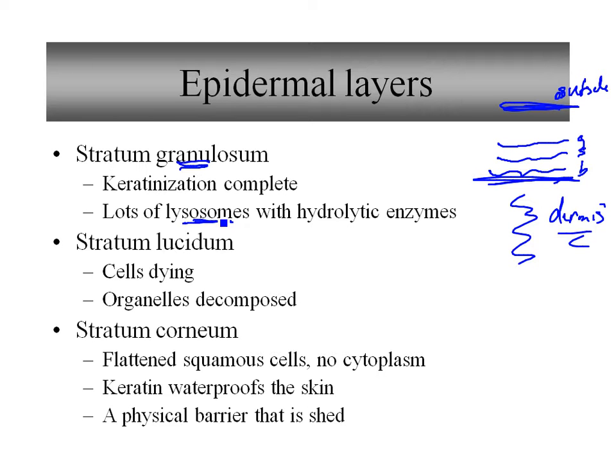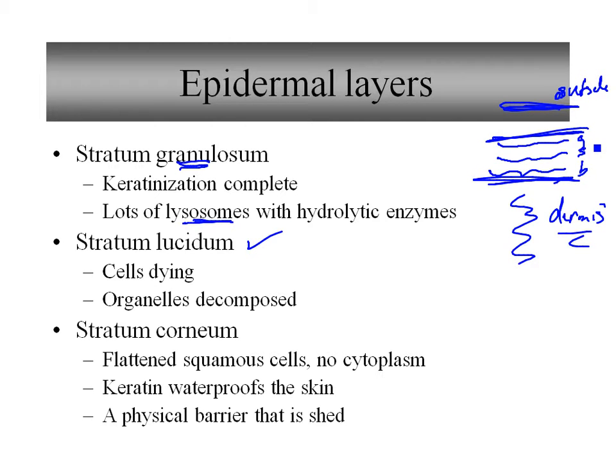The next layer, well, before I leave that, also the plasma membrane of these stratum granulosum cells is starting to thicken up. So what you're ending up with is just thick bags of keratin. That's what the cell becomes. All right, then you go to this next layer, the stratum lucidum, which would be right there.